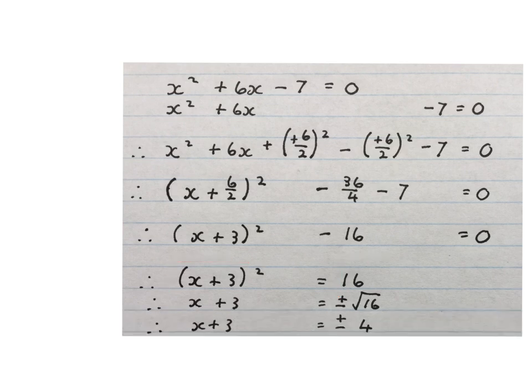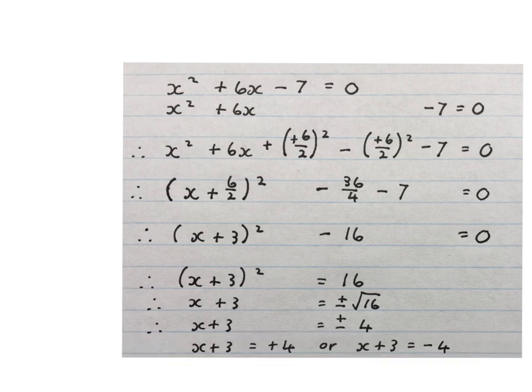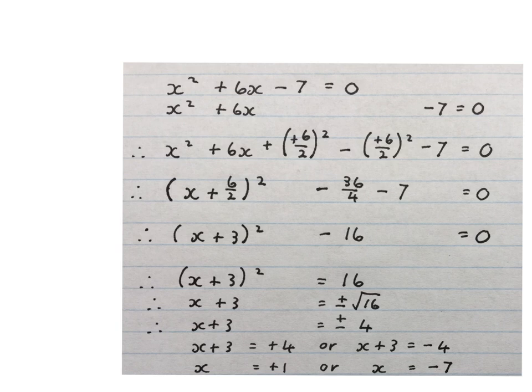This is a nice number, so x plus 3 is equal to +4 or x plus 3 is equal to -4. We now break it up into two separate equations. And then we solve for x separately. Then you have your final answer, x is equal to +1 or x equals to -7. Please stop the video and get your brain around this.